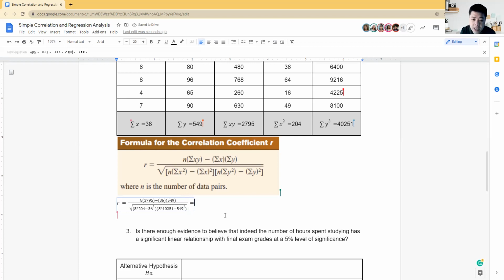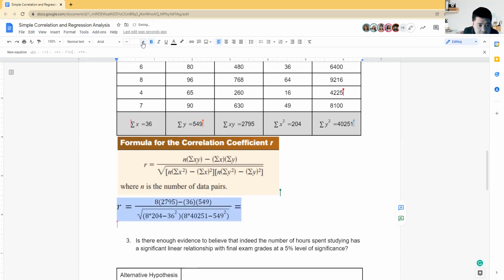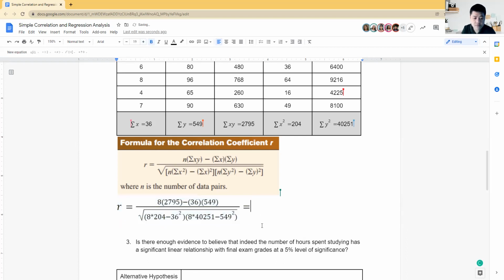So yun nga, can somebody please help me compute for r? Okay. Kapag meron na kayong value, you can just type here. Tapos let others verify. Yun. So pwede pala siyang palakihin. Then if you already have values, please type here and let others verify.